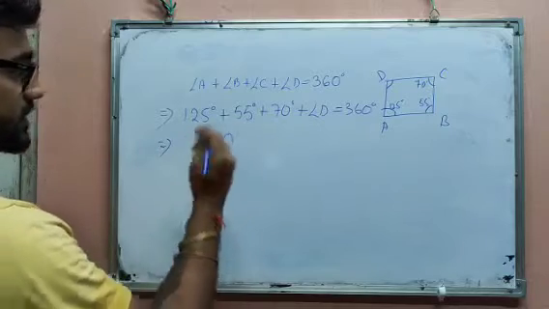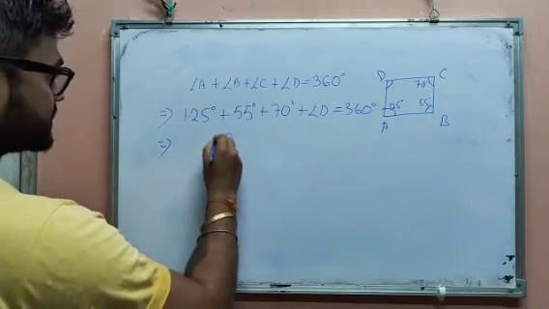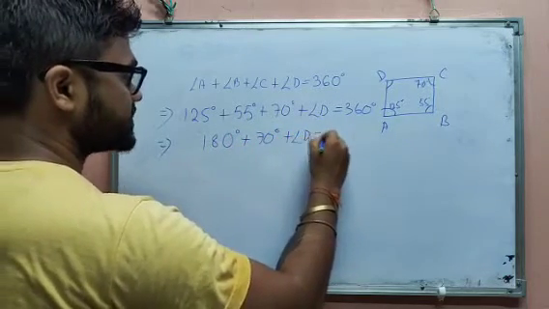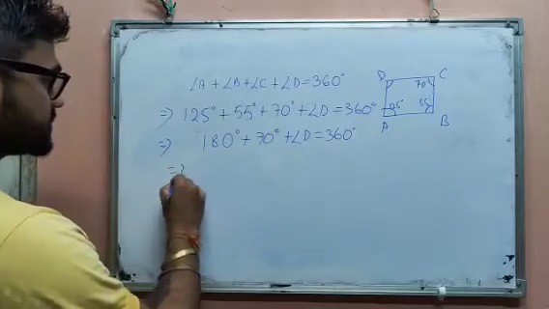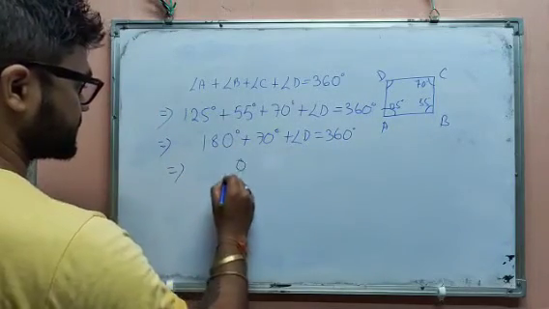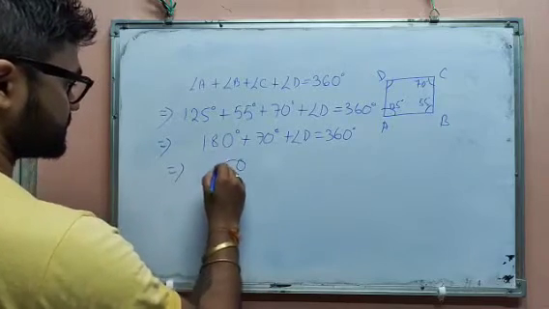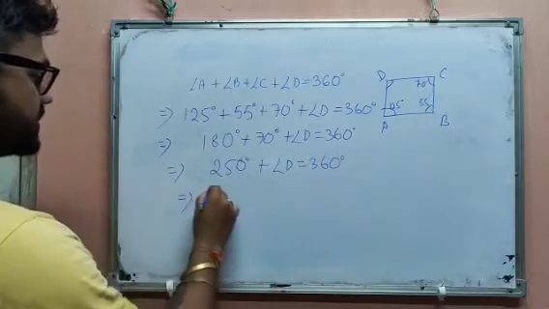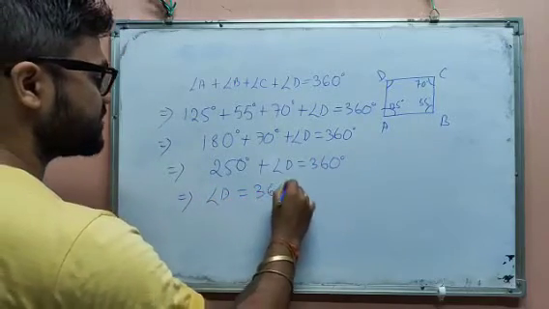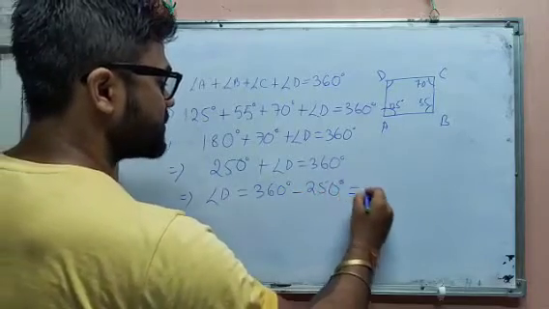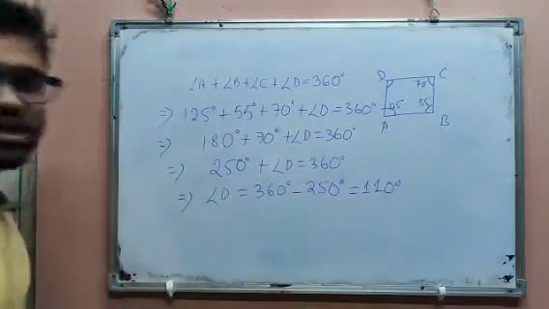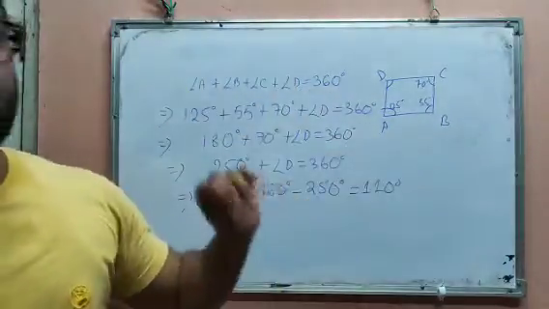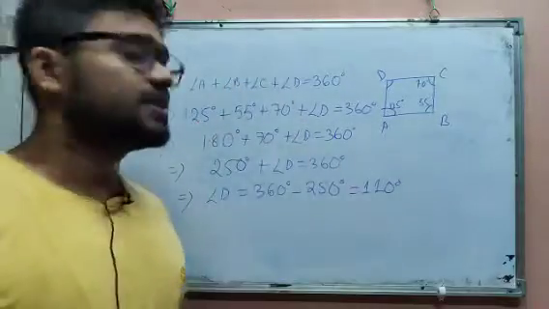is 180, plus 70 degrees plus D equals 360 degrees. So 180 plus 70 is 250 degrees, plus D equals 360 degrees, or angle D equals 360 minus 250, which is 110 degrees. So the fourth angle is 110 degrees. By using this property of the interior angle sum of a quadrilateral, we can get the unknown angles.